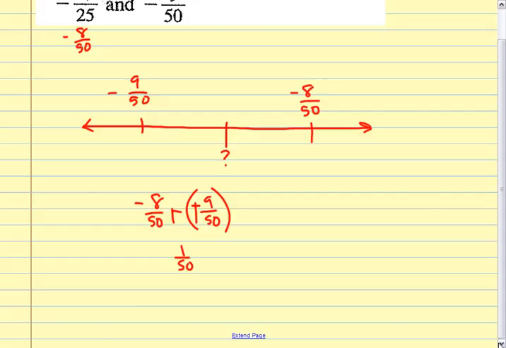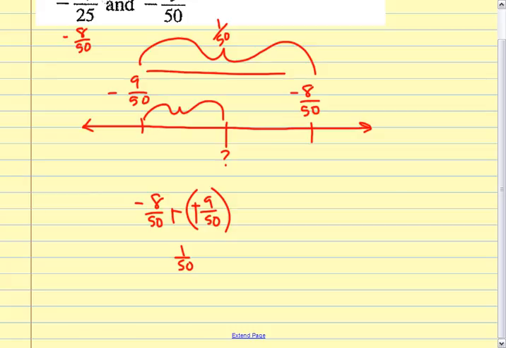Right? That's the difference between them. That's how far it is from here to here. 1/50. But they want to know halfway. How far is it from here to here? How far is that? Well, how do I find that out? How do I find out what half of this distance is? Divided by 2 or times a half, right? So 1/50 times a half gives me 1/100th.